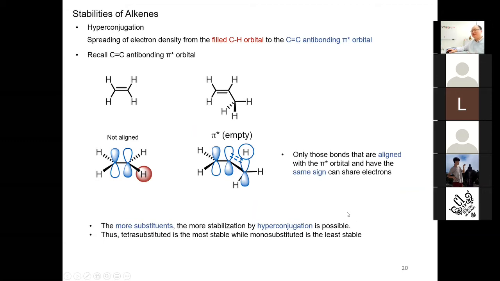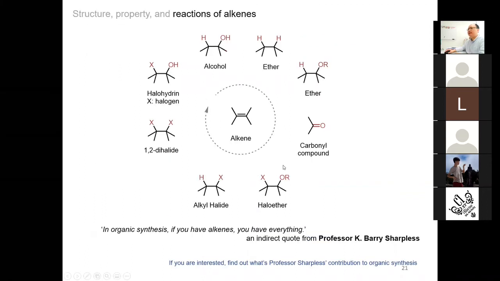And ethylene is the least stable because it doesn't have any methyl or other substituent that has a filled CH bond or other bond that can share or spread electrons to the anti-bonding pi orbital. So keep that in mind.